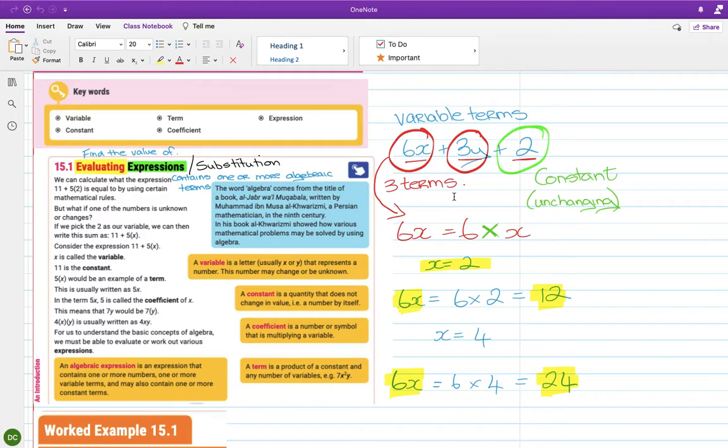The 6 and the 3. So when the number in front of a letter has a special name, it's called a coefficient.